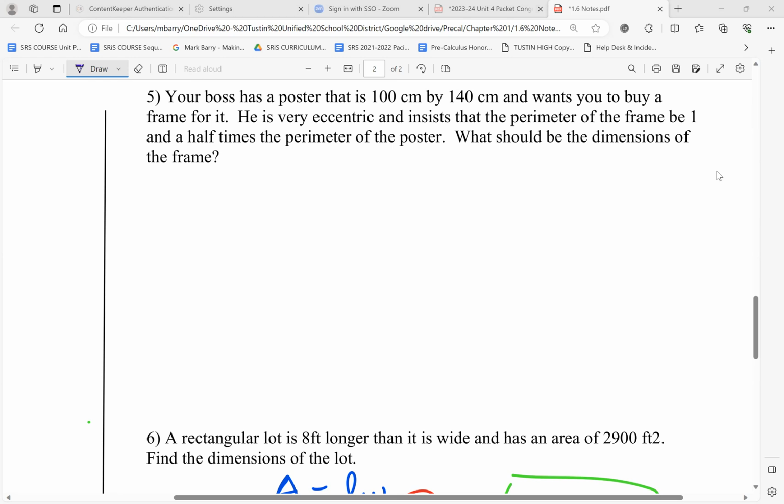Okay. So your boss has a poster that's 100 meter by 140 centimeters and wants you to buy a frame for it. He's very eccentric and insists the perimeter of the frame be 1.5 times the perimeter of the poster. What should be the dimensions of the frame? Okay, so we're going to set up this.